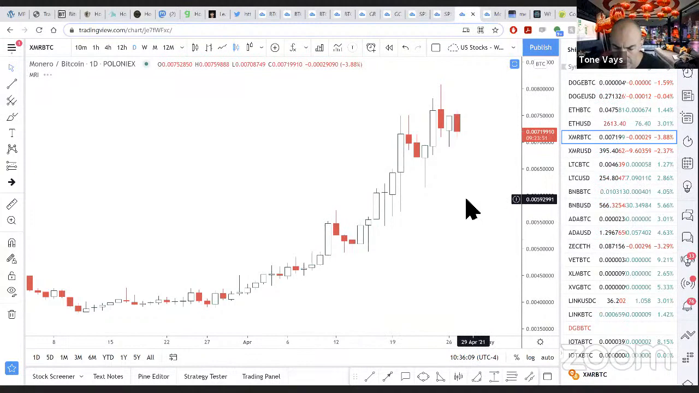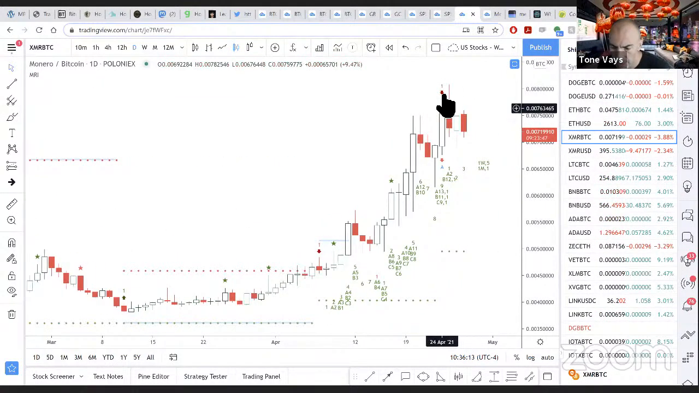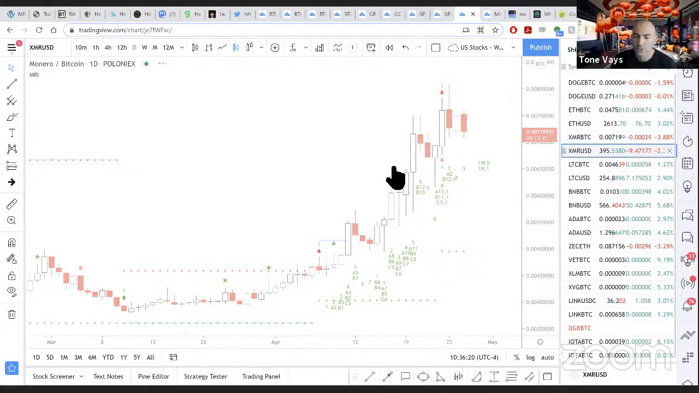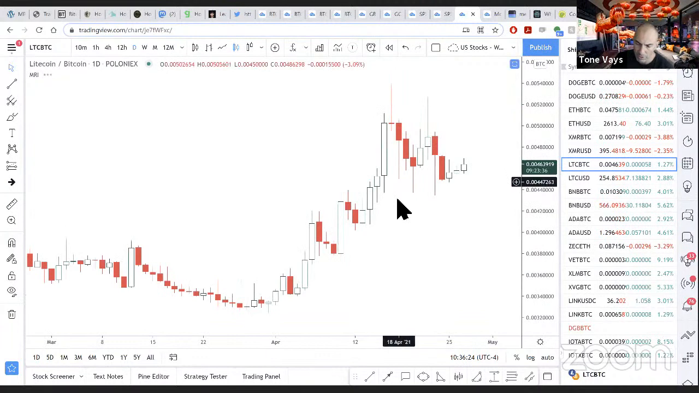And the dollar Ethereum is also bullish. People have been asking you about XMR, the XMR daily chart. Oh, look at that. MRI top, called the top perfectly, consolidating. Monero versus Bitcoin chart is bullish. XMR versus the dollar is obviously bullish as well because Bitcoin is bullish.